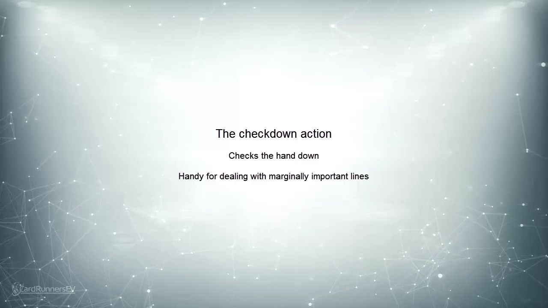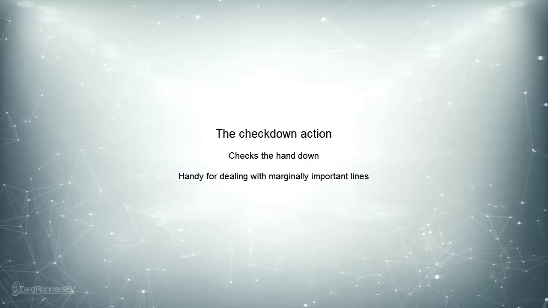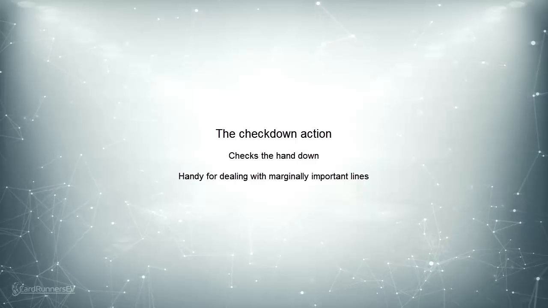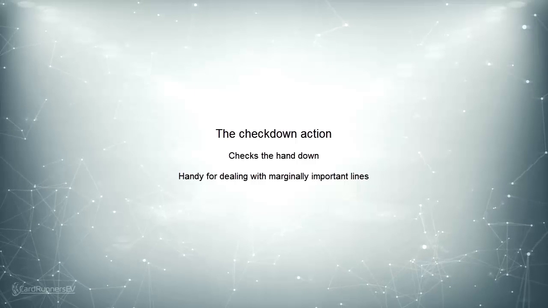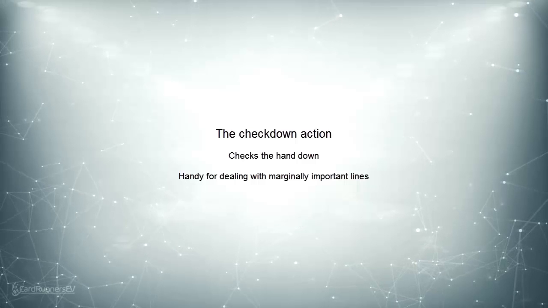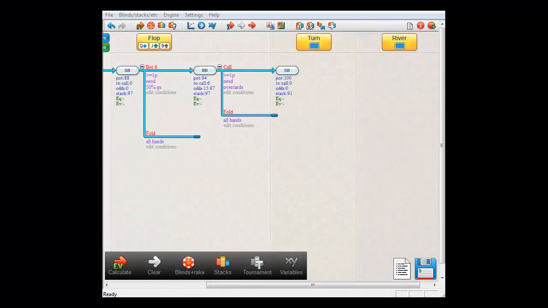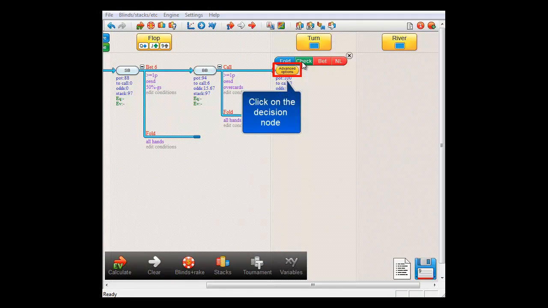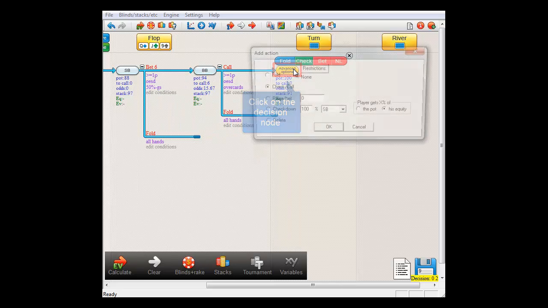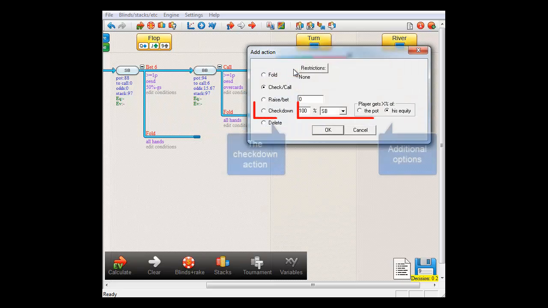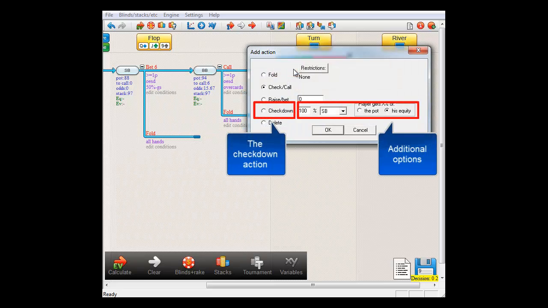In some cases, a subtree can get really complicated, while in reality it's not even that important. In that case, it's possible to just let the software check that line down, so that you don't need to bother with the details too much. To check a hand down, there's a special action that's not available in the Quick Select menu itself. However, if you click on the decision node, a dialog will come up, and here you can select the checkdown action.